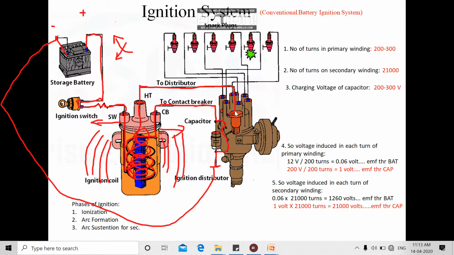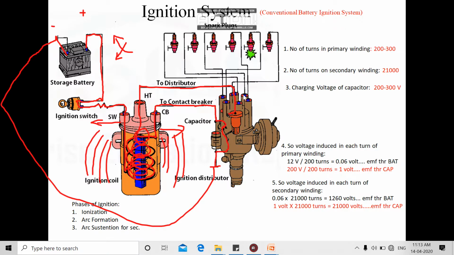And as I told you, this is the time at which contact is made by the contact breaker. Whenever the contact is made, at that time this needle does not touch any one of the leads coming from the respective spark plug of that cylinder. So whatever current is developed in the secondary winding is not conveyed to any one of the leads or any one of the cylinders.